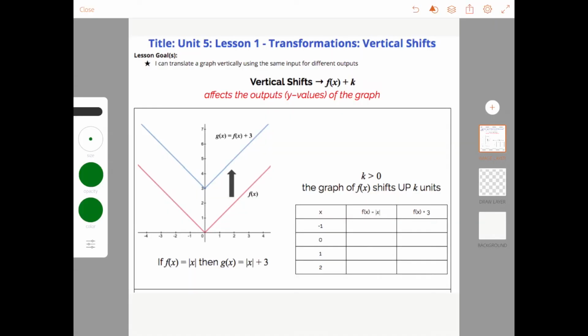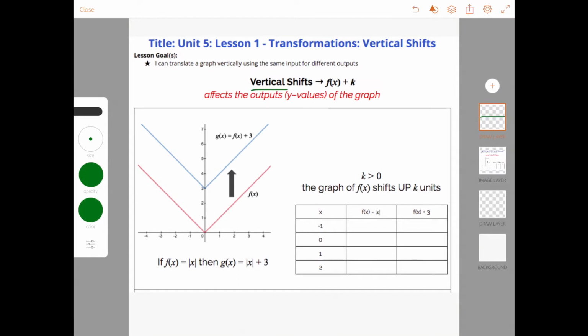So you probably noticed we're starting on a new unit here, Unit 5. We're going to be talking about transformations. Transformations are ways of manipulating or changing our original graph. And the easiest type of transformation is a vertical shift, which is up or down. That's what we're going to be working on today.